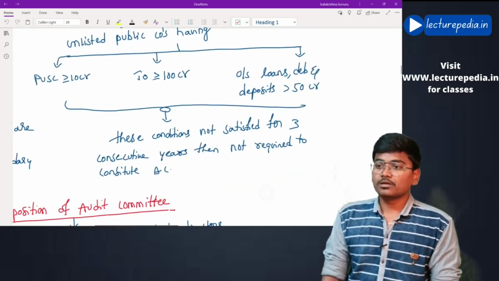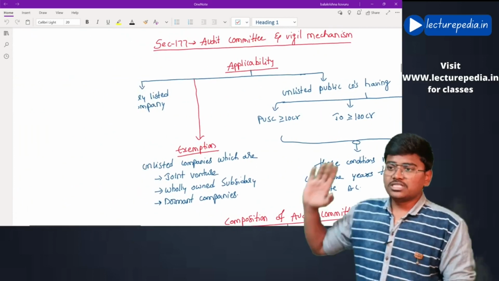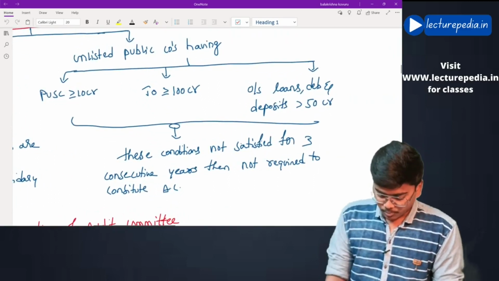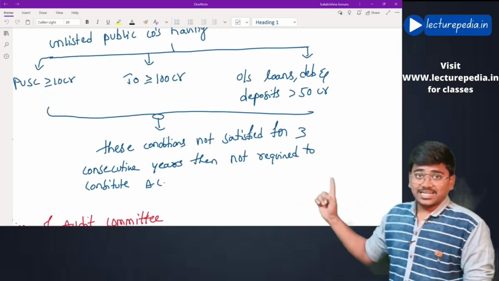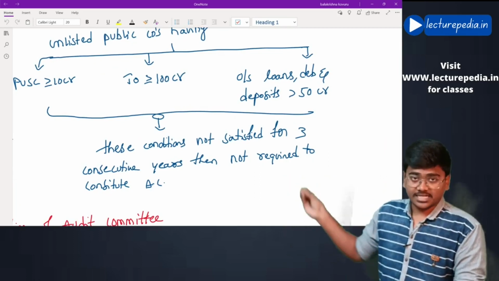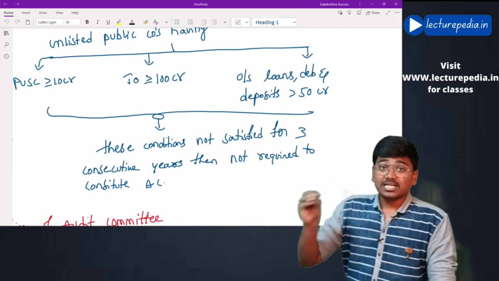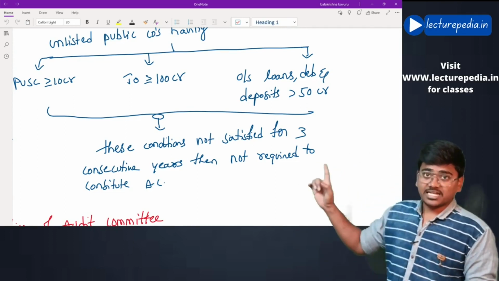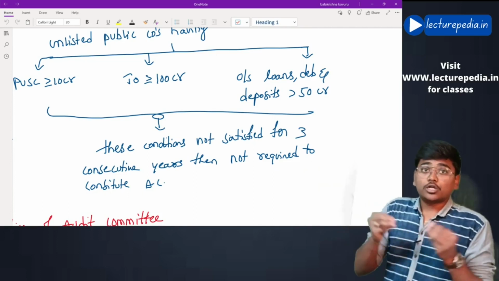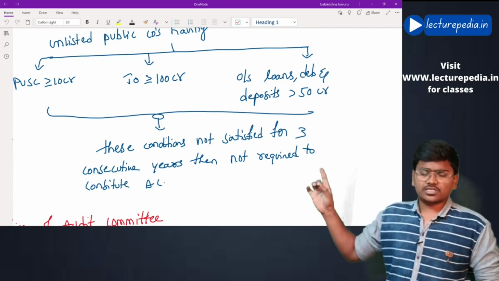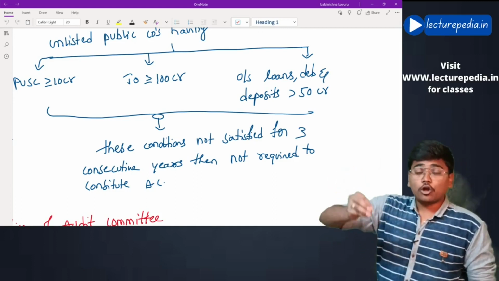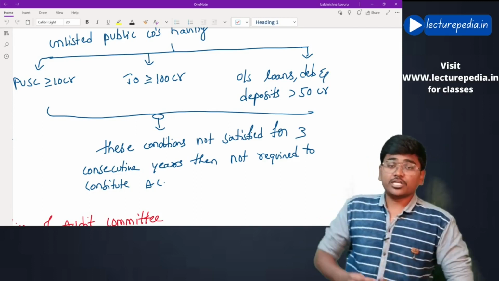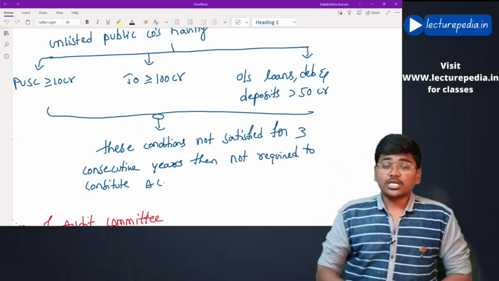Now, if any company falls into these criteria, then they must constitute an audit committee. Now, there is a point. See, if these three conditions are not satisfied by the company for 3 consecutive years, then it need not constitute an audit committee. Hope that is clear. Okay, not any of the 3 conditions, all of the 3 conditions are not satisfied by the company continuously for 3 consecutive years, then the company need not constitute an audit committee.